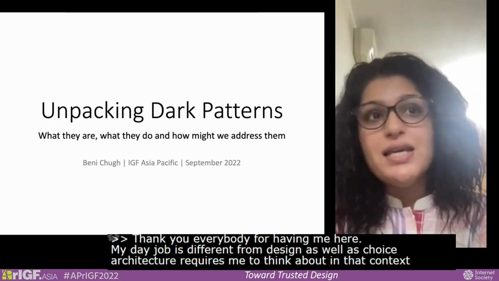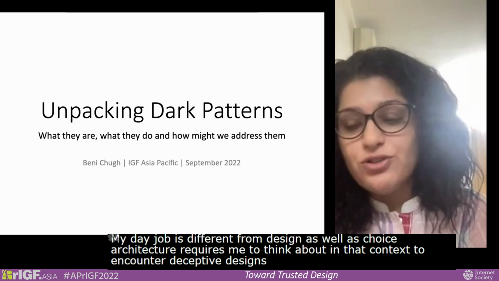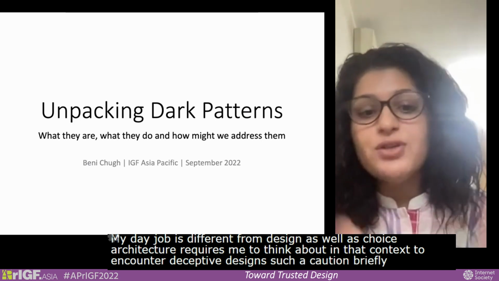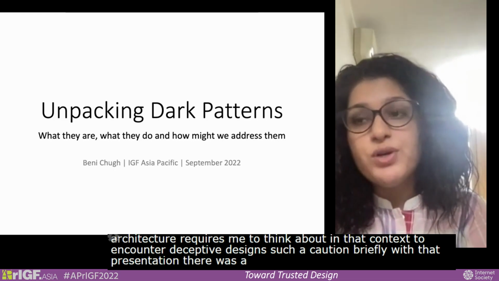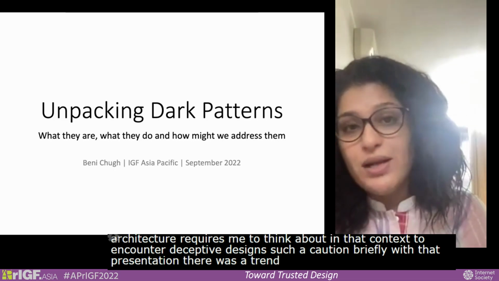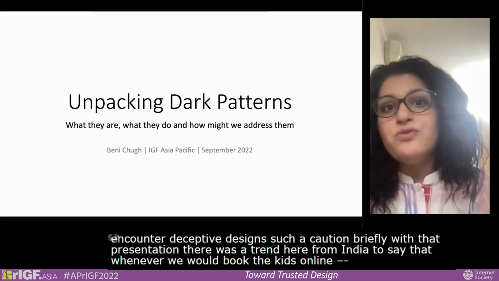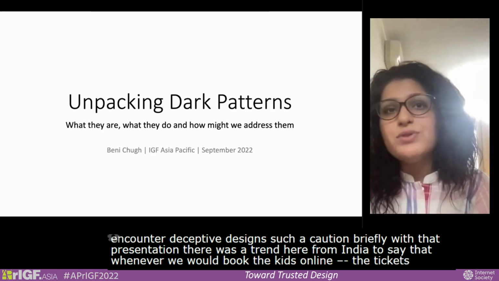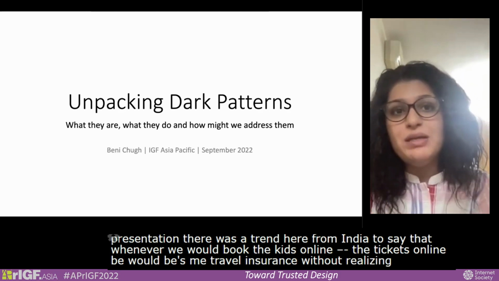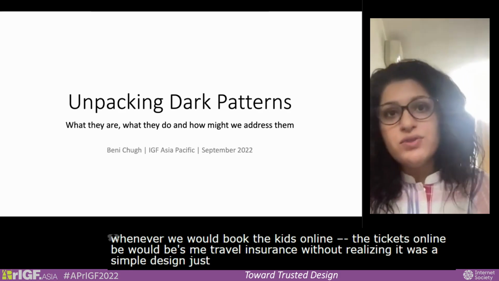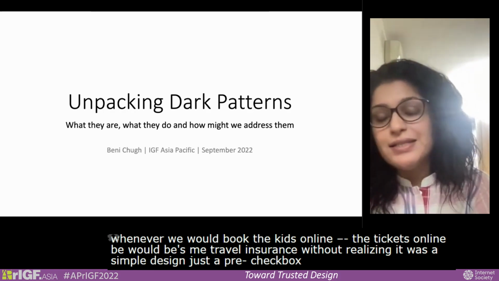Very interestingly, I think Kaushalya also briefly referred to this in her presentation. There was a trend going on here in India, which was that whenever we would book flight tickets online, we would be sneaked into a travel insurance without many of us realizing. It was quite a simple design. It was just a pre-checked box which said, sign me up for travel insurance. The cost of the insurance was anywhere between 10% and 20% of the flight ticket itself.